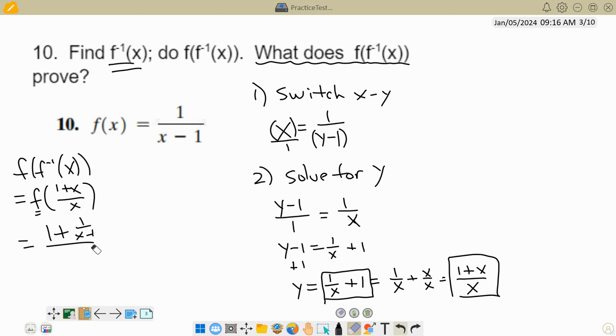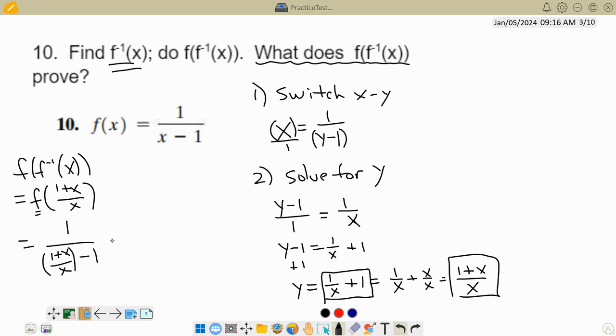So I put this, I think, the wrong way, right? So wherever I see x in the f function, I want to replace it with this guy right here. So my bad. Got lost track of what I was doing. So wherever I see an x in the f function, I'm going to replace it with 1 plus x all over x. Okay, there we go.